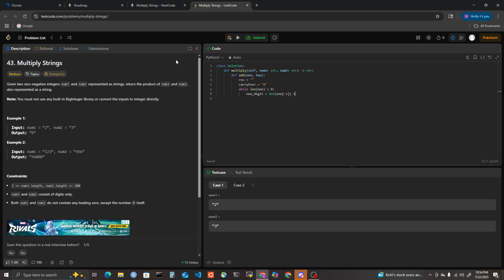I don't know if this is right. I guess we'll find out in a second if this is correct or not. It doesn't really feel right. Crap, I always forget this.